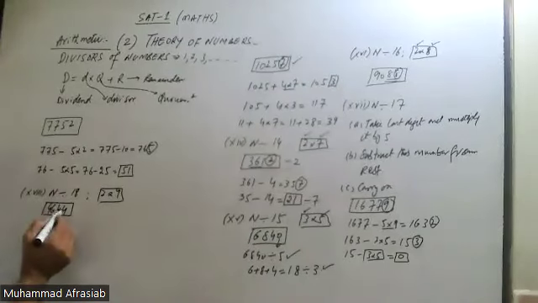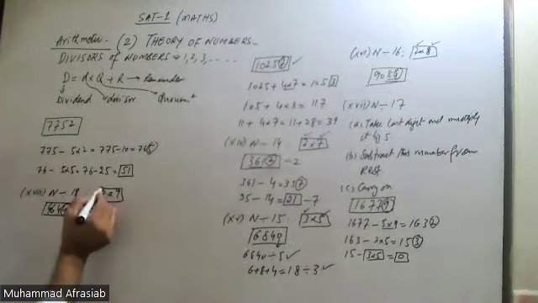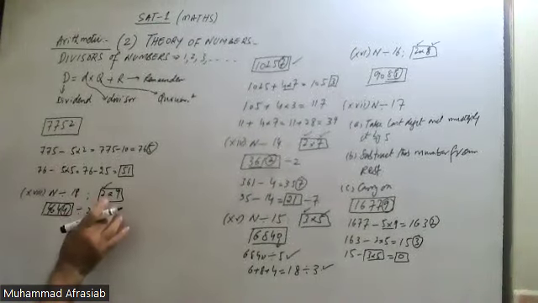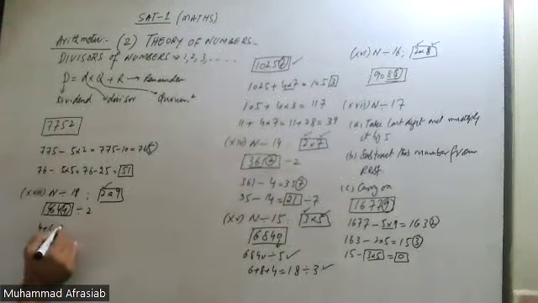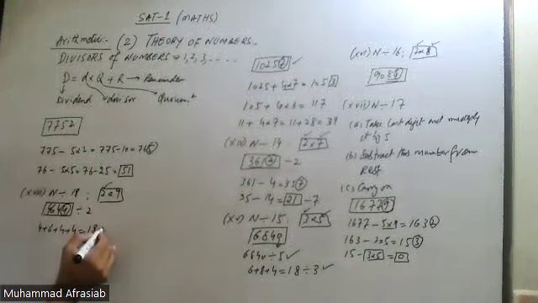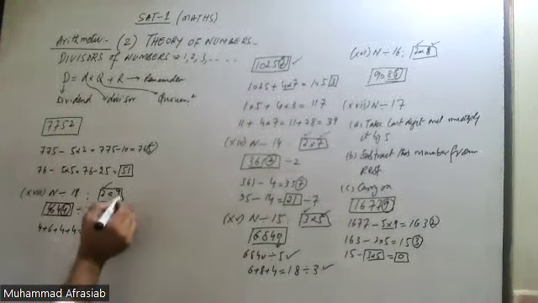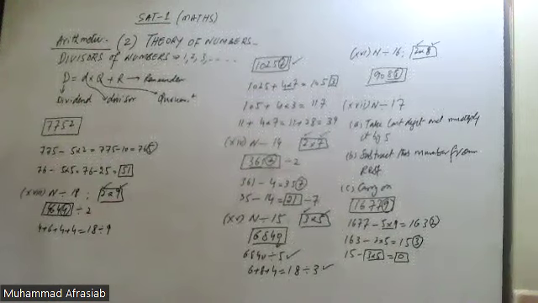Since it is an even number, as the last digit is 4, this is divisible by 2. And for 9, you take the sum of these digits, 4 plus 6 plus 4 plus 4, that is equal to 18, which is divisible by 9. So this number is also divisible by 9. So the whole number 4644 is divisible by 18.